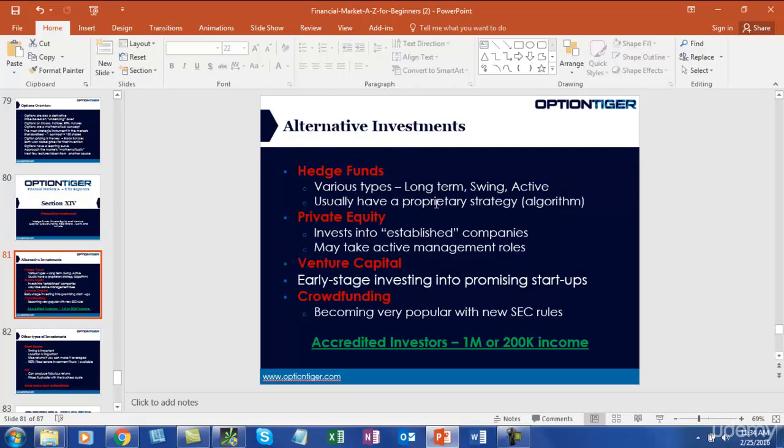And you've probably heard of high frequency traders. They do the same thing. They have some kind of an algorithm. They jump in front of the others because they have fast computers. They're located right next to the exchanges. But we are talking of investing into a hedge fund.